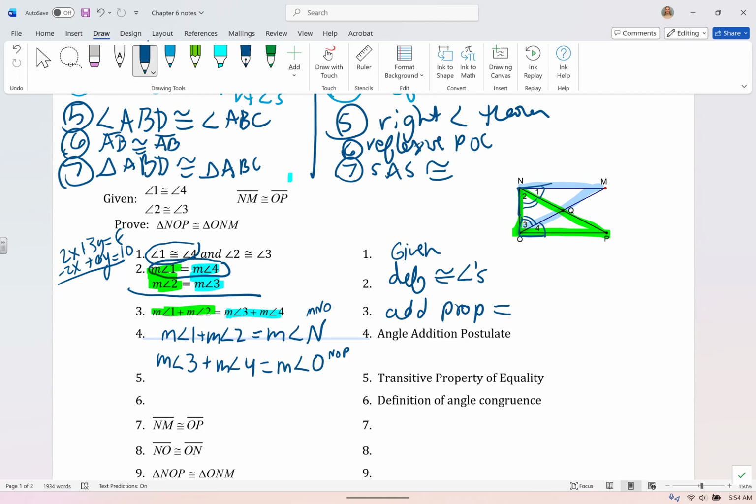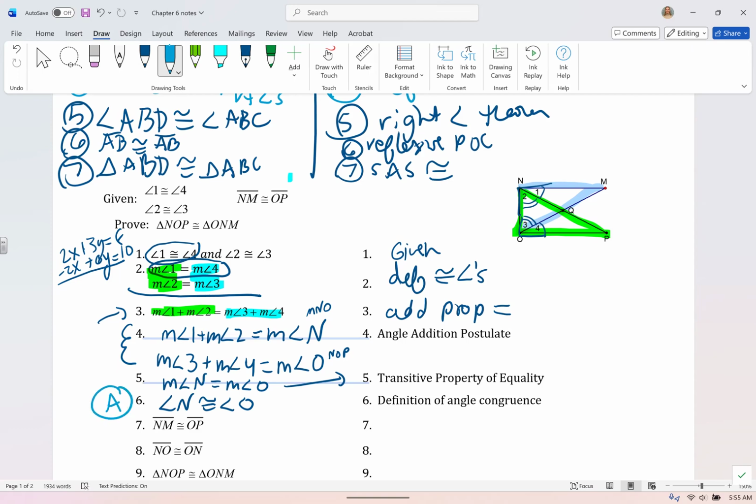Now, because these two right here are equal, then we know that the measure of angle N equals the measure of angle O. Why? The transitive property. Since we're putting these two equations together, with angle 3, we're swapping out the whole side. It's the transitive property of equality. And then we can also say that angle N is congruent to angle O. So we finally have an angle. Okay, we got to an angle.